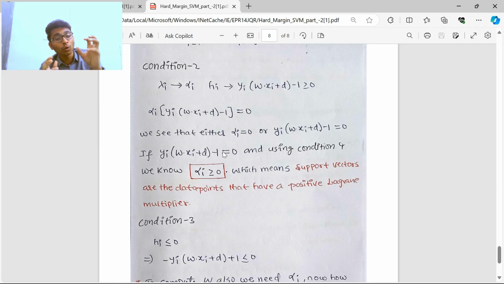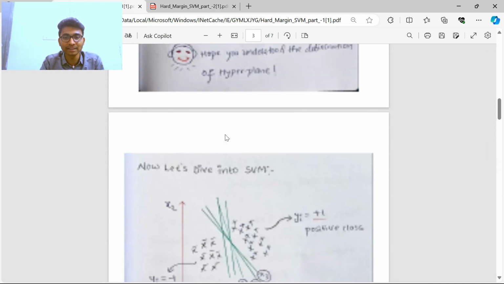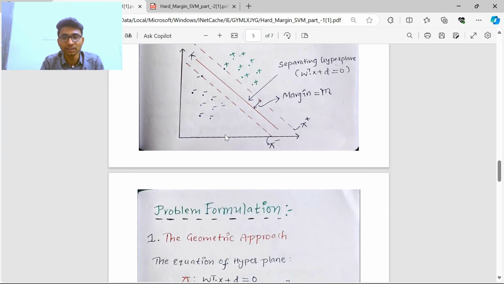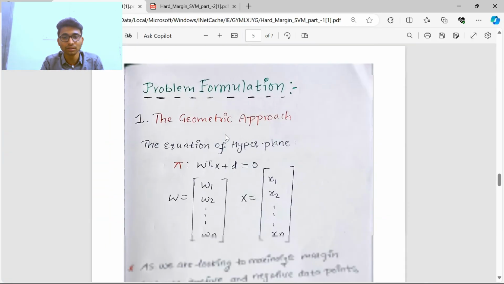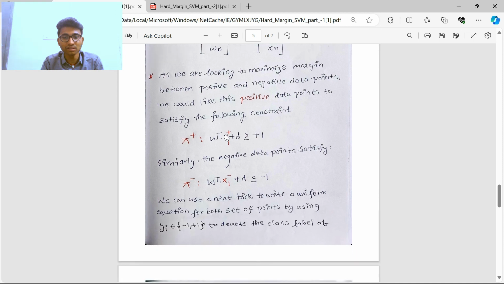Now, if yi is plus 1, what is the equation? W dot xi plus d equal to 1, right? W dot xi plus d equal to 1. This is the equation of the plus hyperplane. Let me show you that, guys. Let me show you. See, this is the equation of the plus hyperplane. You can see, right?